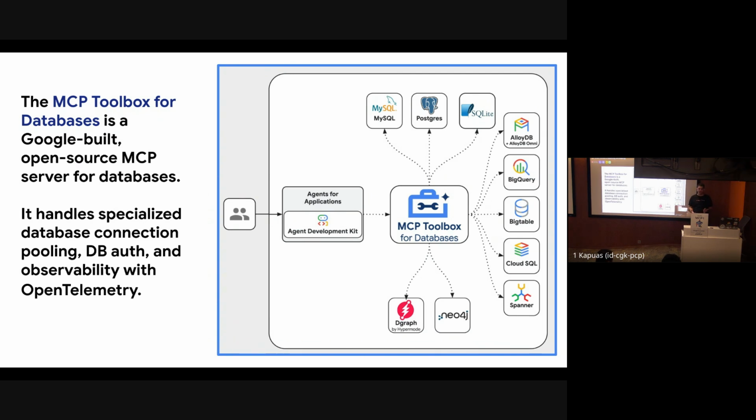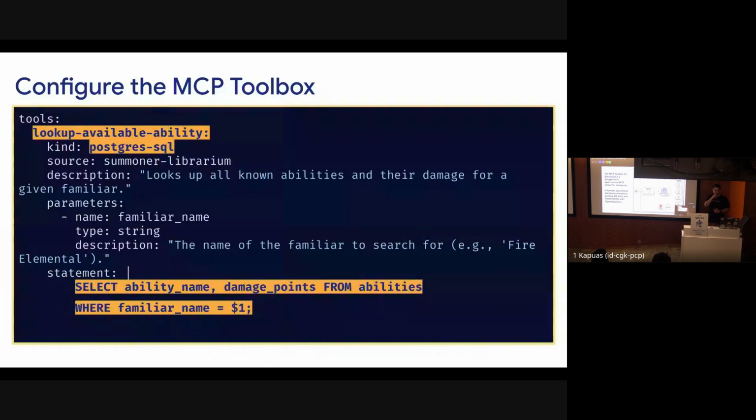Now, building an MCP server from scratch to handle all of your database connections can be pretty complex. So imagine you were doing that, right? There's a lot of work that goes into that. So we've made this easier with something that we call the MCP Toolbox for Databases. Google's built this, but it is open source. And it already handles specialized tasks like connection pooling, like database authentication, like observability. That's all baked into the MCP Toolbox.